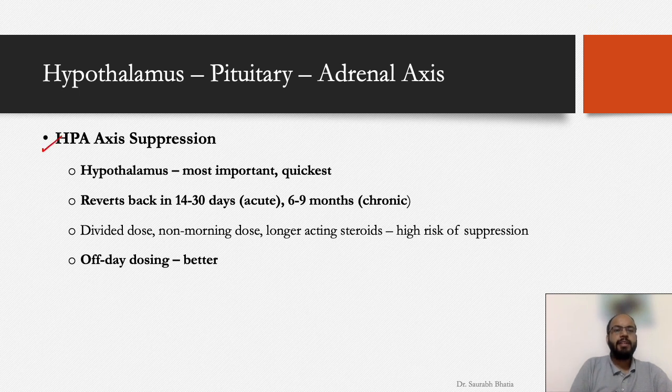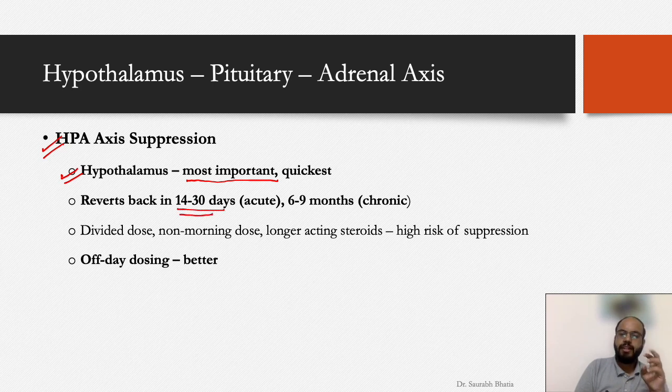Now remember that in HPA axis suppression, the hypothalamus is the first one to get suppressed. It's the quickest organ to get suppressed because of extra steroids, and it is one of the most important organs of the whole axis. It is quickest to get suppressed, but it also reverts back to normal quickly. It's the first one to come back to normal. If you give high dose steroids for an acute duration, it will take around 14 to 30 days to come back. If the steroid is given for a chronic duration, it might take as long as 6 to 9 months to come back.